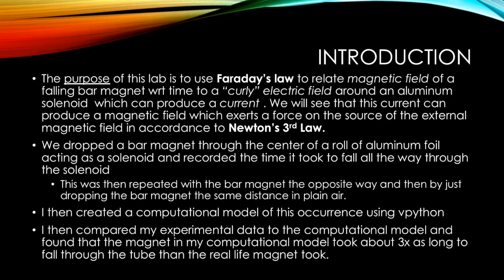To do this, we dropped a bar magnet through the center of a roll of aluminum foil acting as a solenoid and recorded the time it took to fall all the way through the solenoid. This was then repeated with the bar magnet in the opposite direction, and then by just dropping the bar magnet the same distance in plain air. I then created a computational model of this occurrence using VPython, which I then compared to my experimental data and found that the magnet in my computational model took about 3 times as long to fall through the tube than the real-life magnet took.